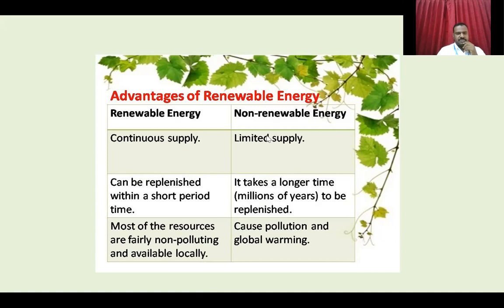Whereas in case of non-renewable energy like coal, petrol, oil, natural gas, all this have a possibility of becoming depleted within a short period of time. And another wonderful advantage is that these non-renewable energy sources also cause pollution and global warming. Whereas renewable sources like solar and wind, they are fairly non-polluting and also they are available locally.